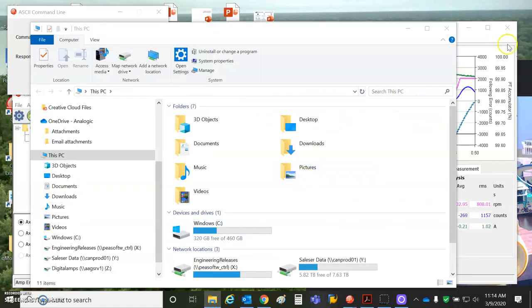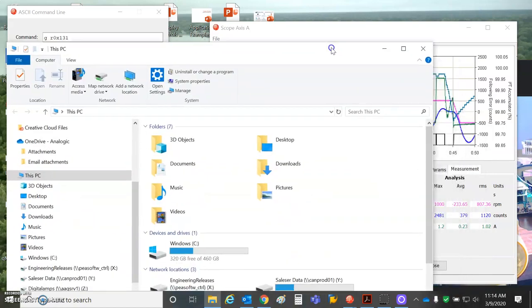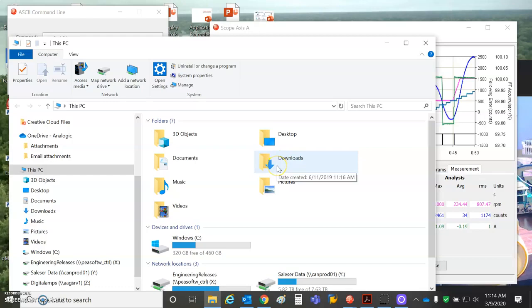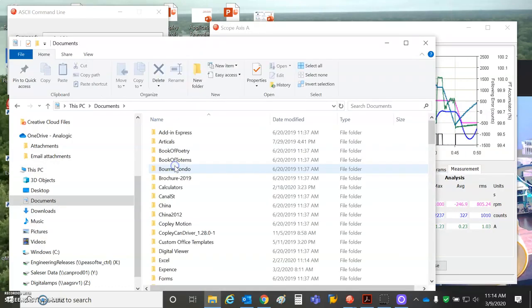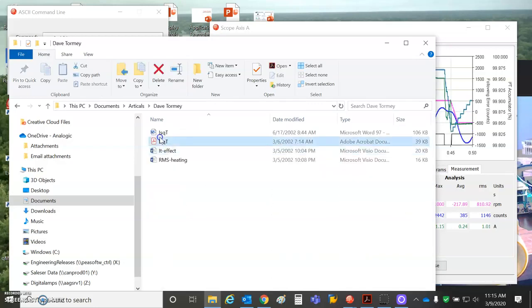While I'm letting it run, we're starting to get following errors and current limits all over the place because my RMS current was above an amp. I'm going to take a look at the paper on the I squared T limiting.